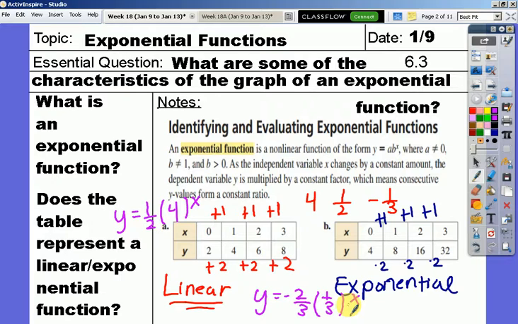1/3 to the x. The -2/3, what does the 2/3 do? What do you think? Is it going to compress it or is it going to stretch it? Compress it. What's the negative going to do? It's going to reflect it. Right. It's going to reflect it. Okay. Do you have any questions?